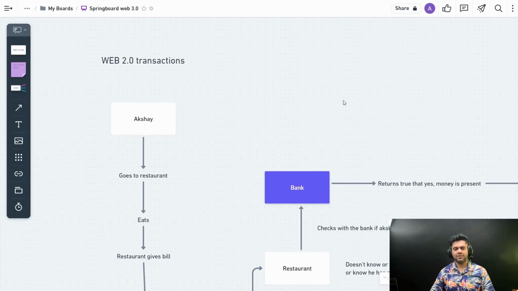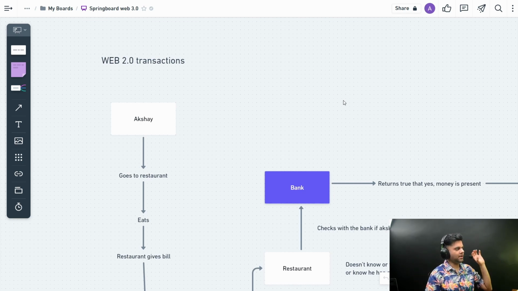All right, guys, let's talk about transactions in Web 3.0. Now, in Web 3.0, everything is a transaction. It does not matter if some information is flowing between two peers, or money is flowing between two peers in the shape of coins. It doesn't matter what's flowing between two peers. It's always termed as a transaction.